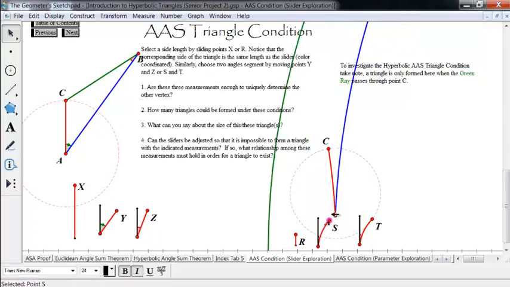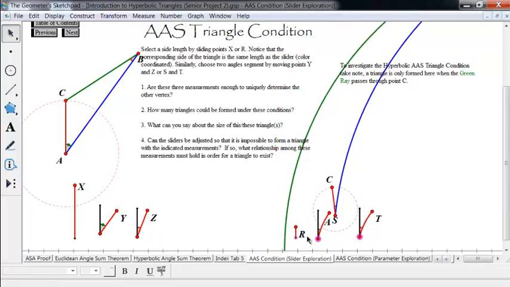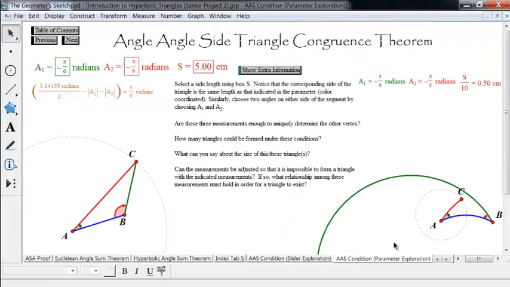Okay, so let's take a look at the next version, where we're looking at it from a parameter situation. So here we can enter in some angles, two angles and a side, and this will construct it for us. Again, if these two angles add up to pi or more, then it doesn't work.